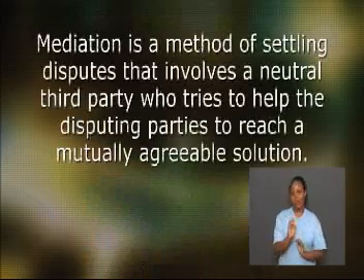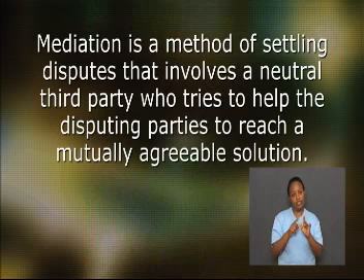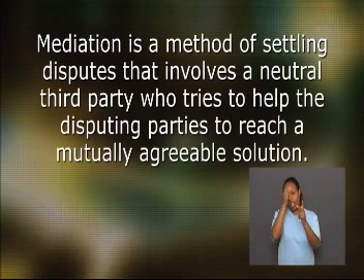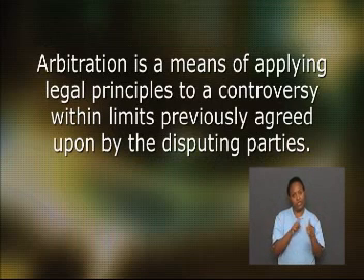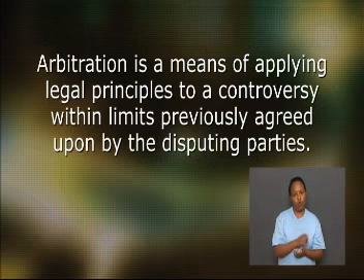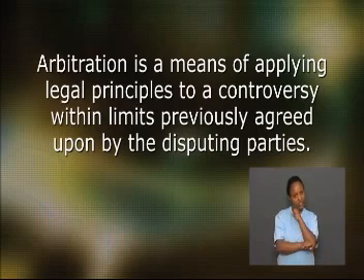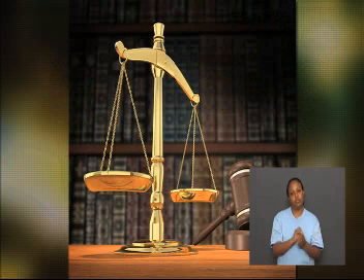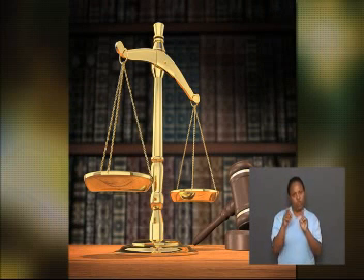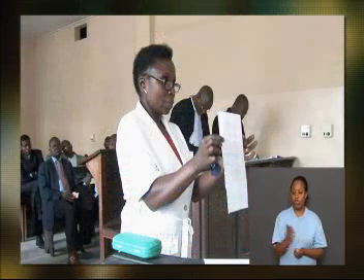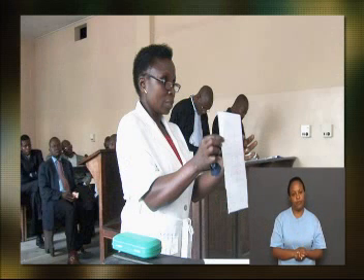Negotiation involves direct discussion between the parties involved in a dispute. It does not involve any outside party in its process. Mediation is a method of settling disputes that involves a neutral third party who tries to help the disputing parties to reach a mutually agreeable solution. Arbitration is a means of applying legal principles to a controversy within limits previously agreed upon by the disputing parties. Finally, litigation is a legal process called a lawsuit undertaken between two parties in conflict. It is based upon formal procedural rules.